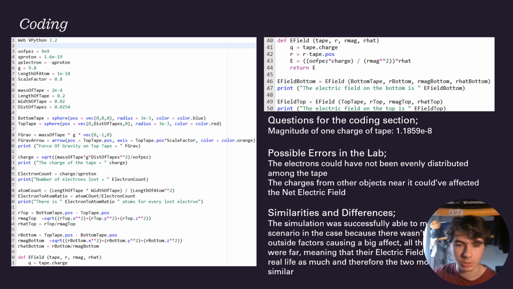Some possible errors in my lab were that the electrons could have not been evenly distributed among the tape, and the charges from other objects near it could have affected the net electric field, although slightly. Some similarities and differences: the simulation was successfully able to model this experiment, and the outside factors didn't cause a big enough effect on the net electric field from the two pieces of tape. There was a slight difference, of course, between the simulation and the real-life measurement. And I think that's just because of, again, the outside electric forces causing a change in the net electric force.